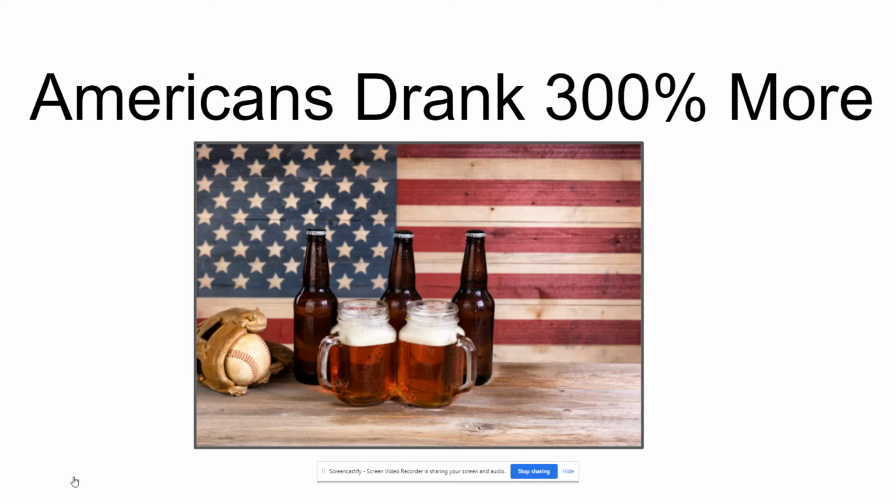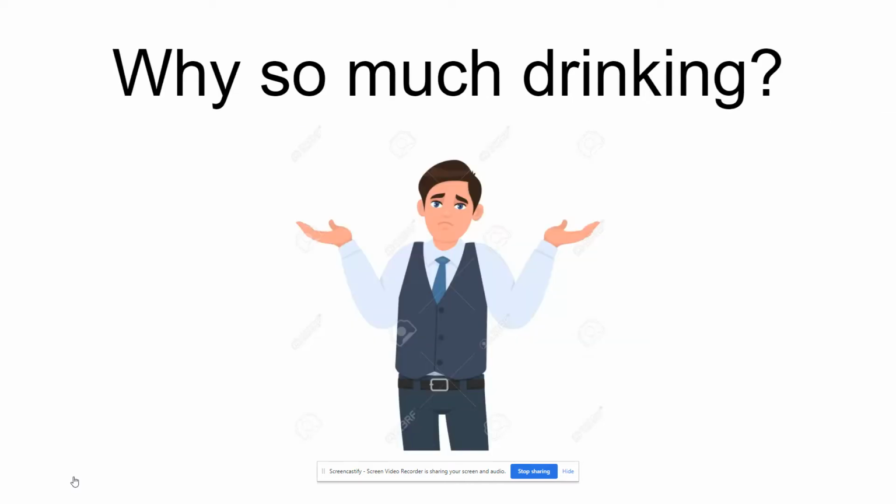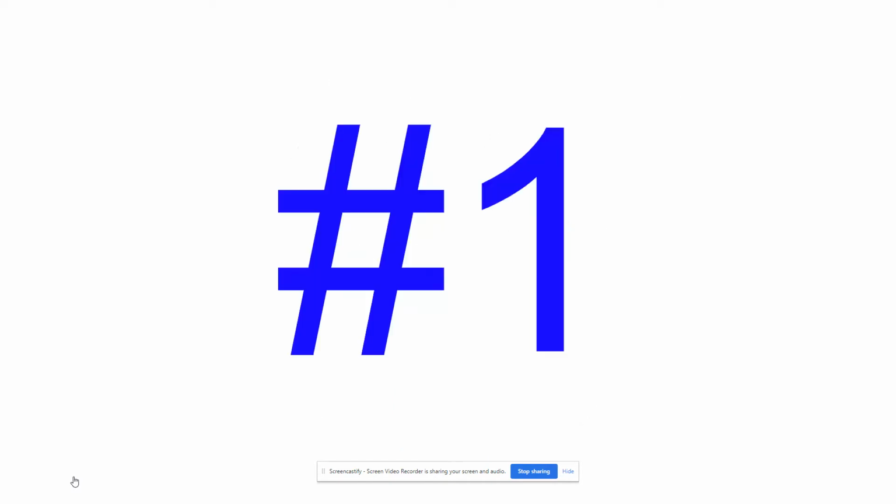Now, Americans back in the early 1800s drank about 300% more than they do today. Now, that is a significant difference because people actually drink quite a bit today as well, those above 21 and all. So why was there so much drinking?